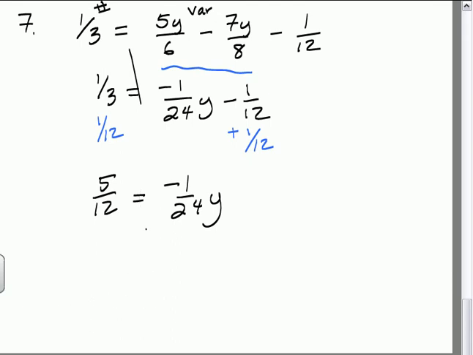We've got... we want y all by itself. What's in the way? That negative 1/24. So we're going to multiply both sides by the reciprocal of that.